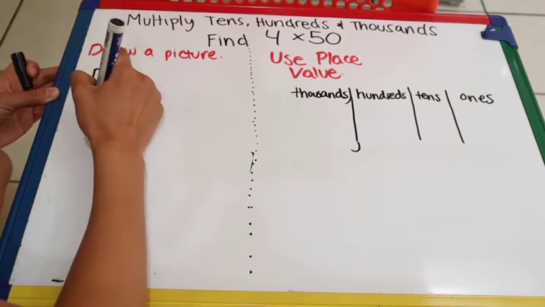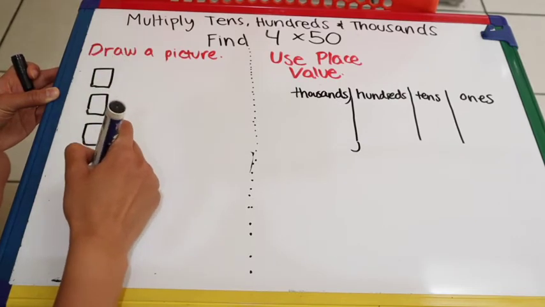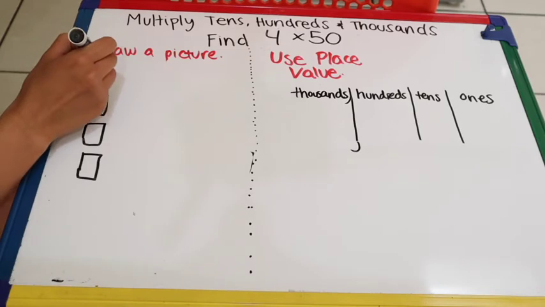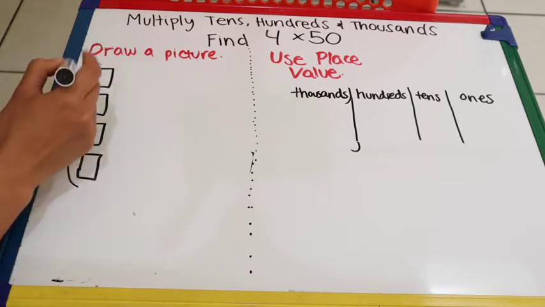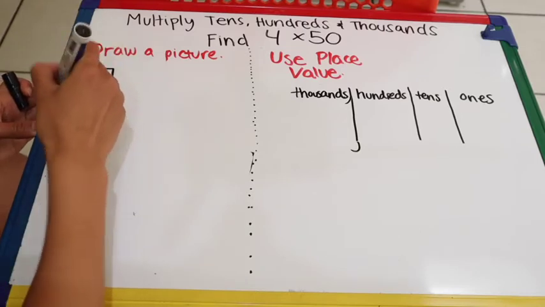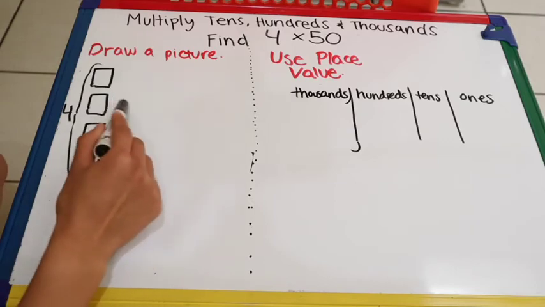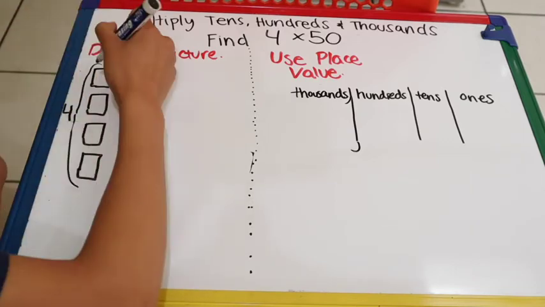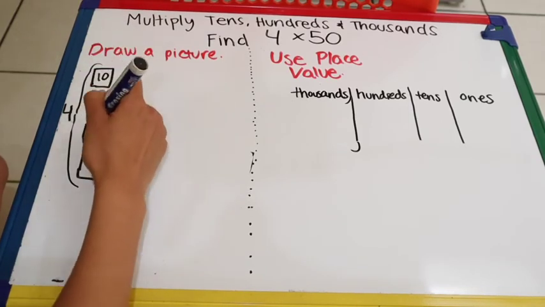1, 2, 3, 4. And I can right away go ahead and label this 4, because I know I'm doing 4 times, okay? That's where the 4 comes from. Now I want to know how many tens I should put in each row. Because remember, we're not working with hundreds anymore, we're working with tens. So I'm going to write tens inside of here.